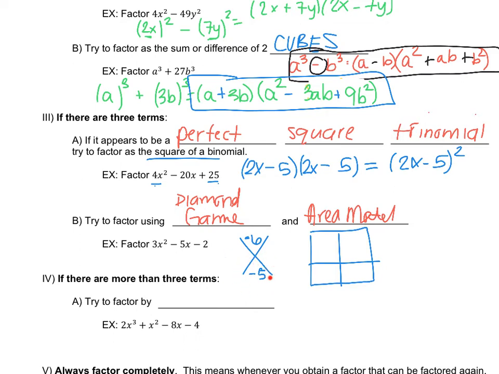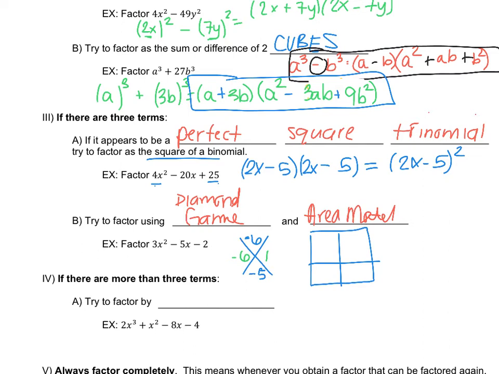If it adds to -5, -3 and -2 add to -5, but those multiply to +6, so that won't work. So that means my 2 values would be -6 and +1. So -6 plus 1 adds to -5, and those 2 values multiply to -6.